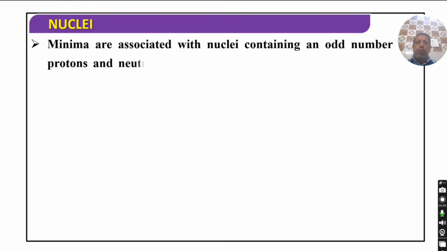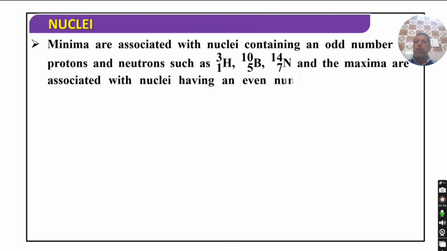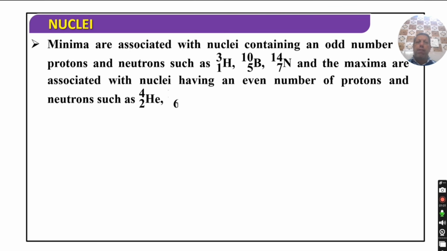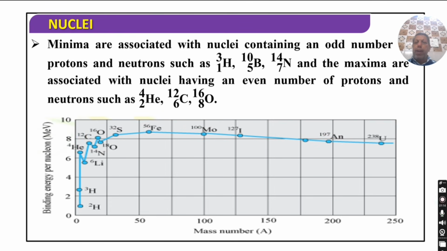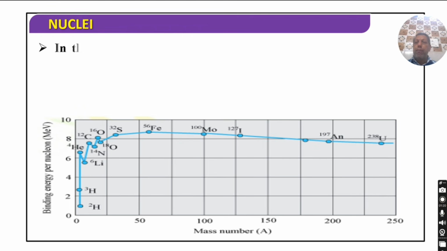Minima are associated with nuclei containing an odd number of protons and neutrons, such as 1H3, 5B10 and 7N14. And the maxima are associated with nuclei having an even number of protons and neutrons, such as 2He4, 6C12, 8O16. Means even nuclei are more stable, as there are kinks in the graph, and the nuclei corresponding to the peaks are more stable.